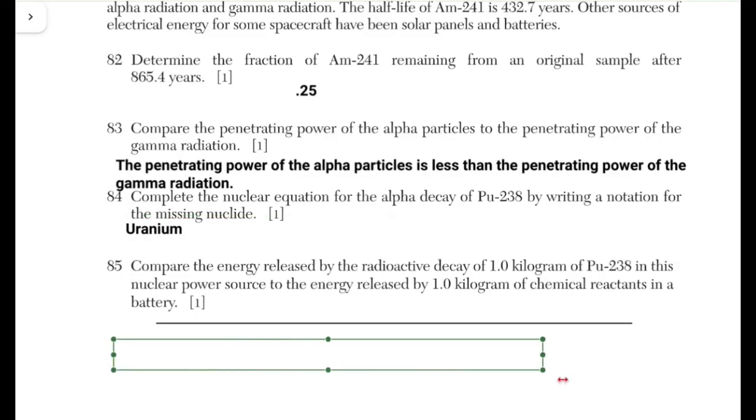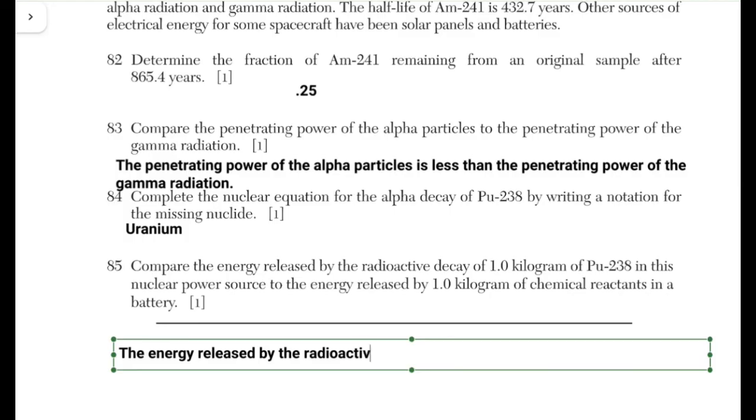Compare the energy released by the radioactive decay of 1 kilogram of Pu-238 in this nuclear power source to the energy released by 1 kilogram of chemical reactants in a battery. The energy released by 1 kilogram of Pu-238 will be greater because it's nuclear energy, which is very powerful.